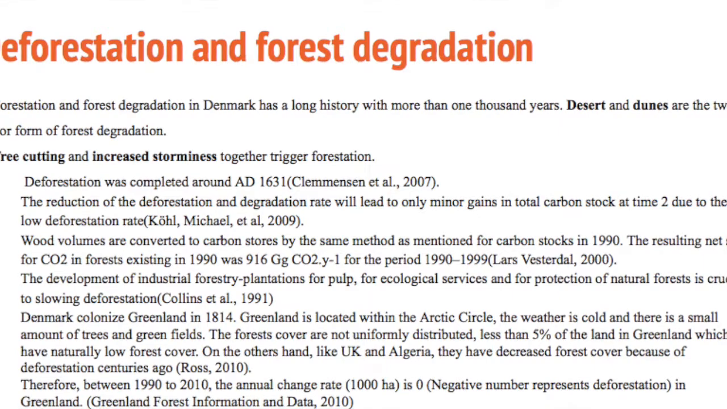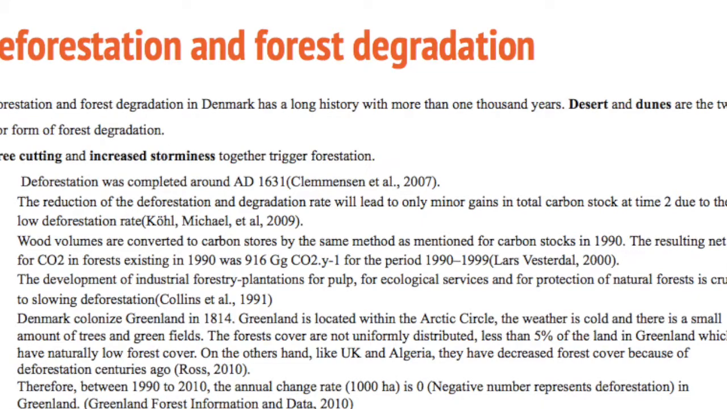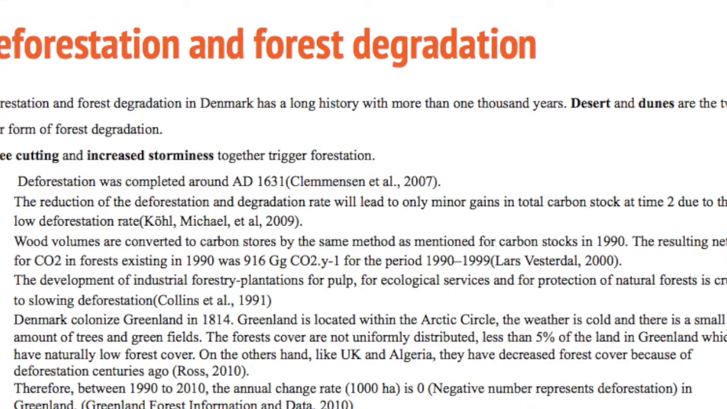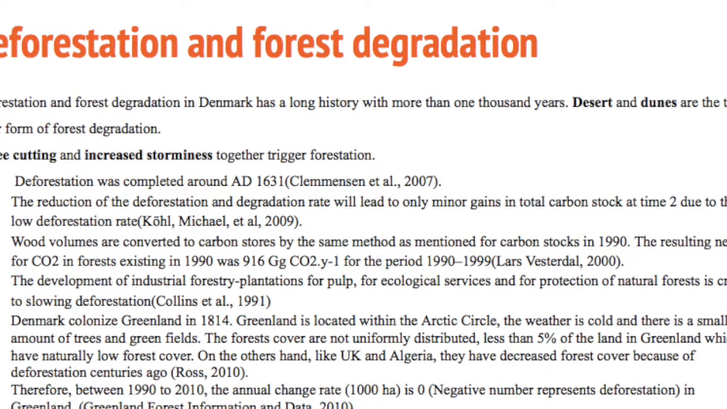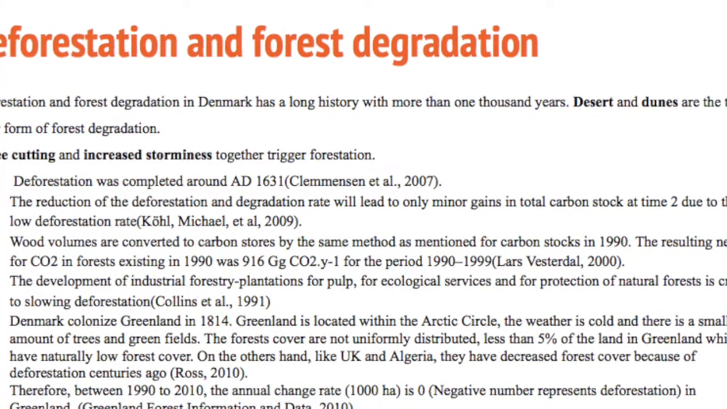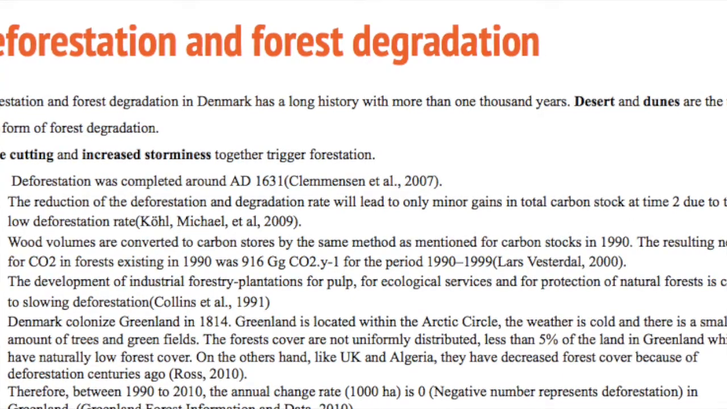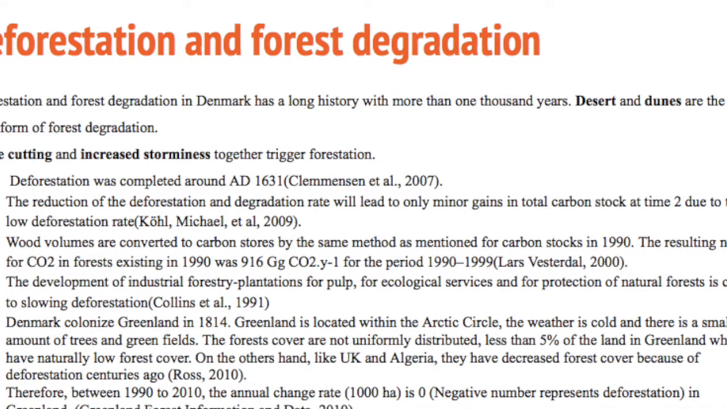Denmark colonized Greenland in 1914. Greenland is located within the Arctic Circle. The weather is cold and there is a small amount of trees and green fields. The forest cover is not uniformly distributed. Less than 5% of the land in Greenland is forest, which has naturally low forest cover. On the other hand, countries like the UK and Australia have decreased forest cover because of deforestation centuries ago. Therefore, between 1990 and 2010, the annual change rate is zero in Greenland.